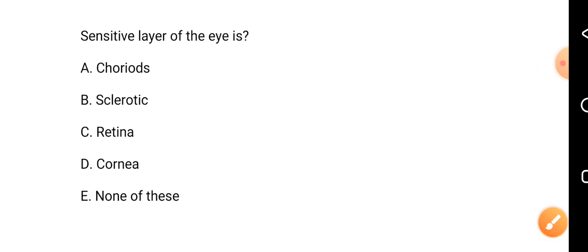Next question. Sensitive layer of the eye is? Its answer is option C, retina.